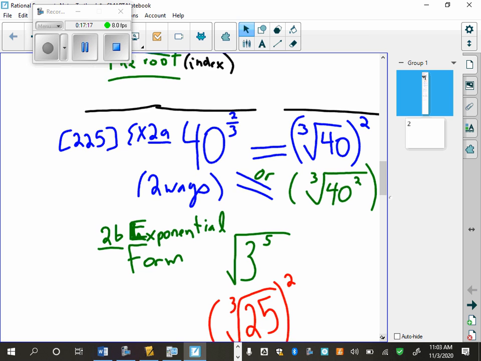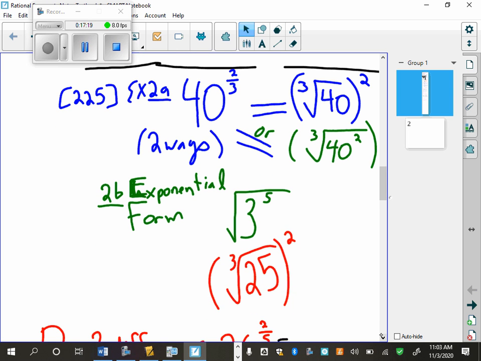Okay, so page 225 in your textbook. Example 2a says 40 to the 2/3. You have to know whether that's square root or cubic root. You can't tell because you can't take the square root or the cubic root of 40, so you can't guess on this one. You just have to know whether it's a square root or a cubic root. And it is the denominator that tells you what root.